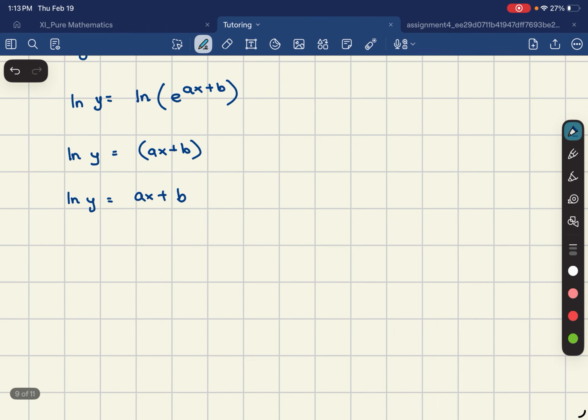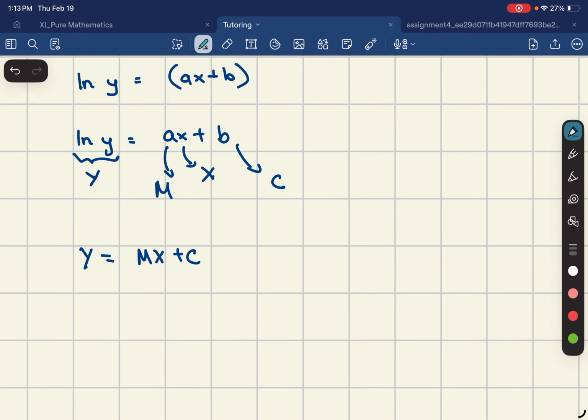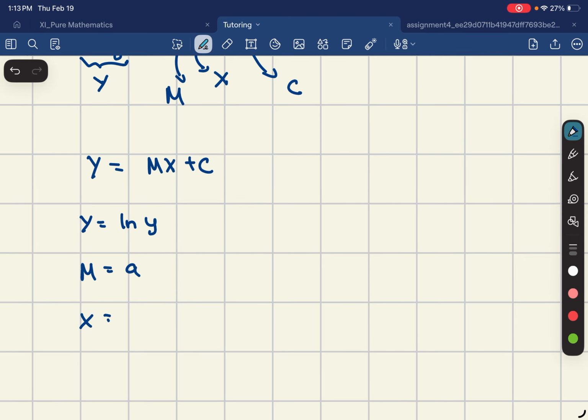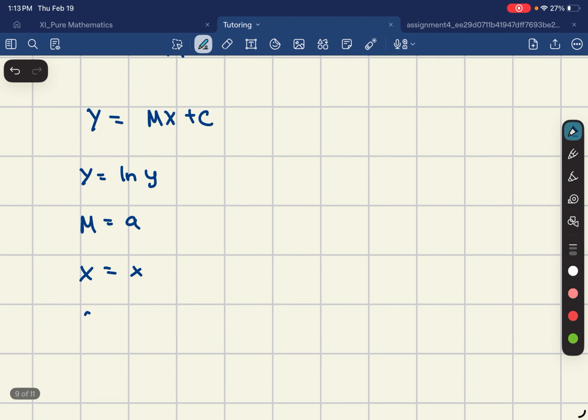So we are done, except our capital Y is going to be ln y, our capital X is just going to be x, and this is going to be m, and this is going to be c. So Y is equal to mx plus c, where Y is equal to ln y, m is equal to a, x is just equal to small x, and c is equal to b. So basically, that is how you obtain it.